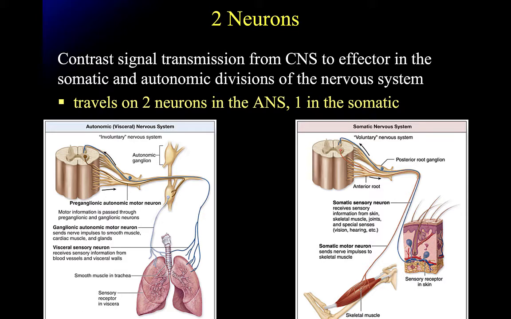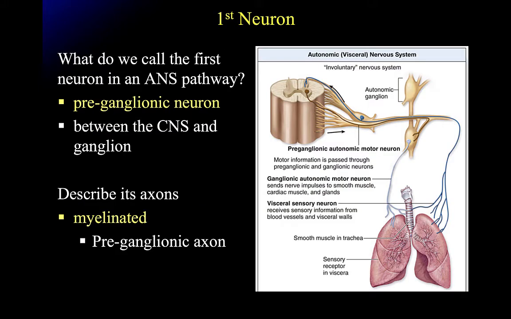So what is different about these two divisions is that we're going to take a single neuron from the central nervous system to the effector in the case of the somatic division, and we're always going to hop onto a second neuron in the case of the autonomic division. How exactly we travel on those two neurons in the ANS is going to vary depending on the particular application. So we want to get some names so we can talk about these neurons.